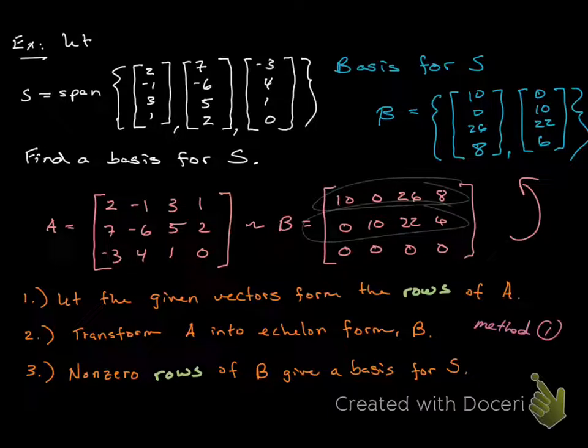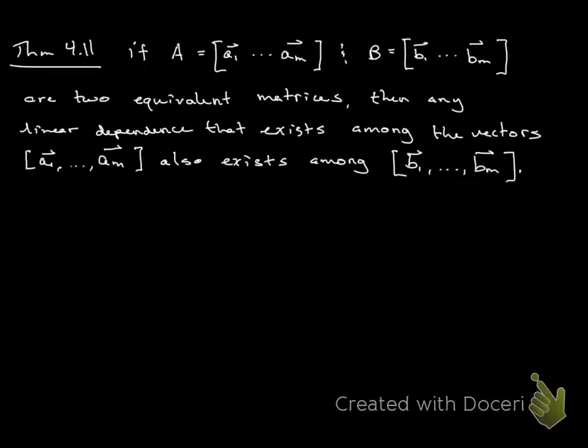What I want to show you is a different way here. But first, let's look at another theorem. We're going to use this theorem to help us look at the next method for finding a basis. If A is a matrix given by the vectors A1 through AM, and B is another matrix, B1 through BM, and these matrices are equivalent, then the dependence that exists among the vectors that make up A also exists among the vectors that make up B.